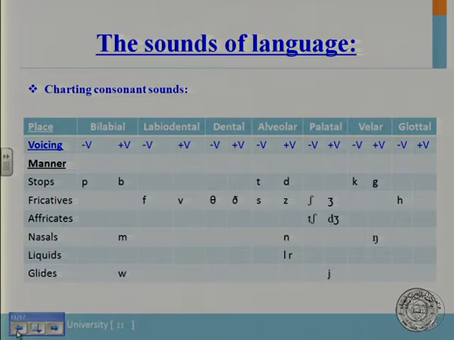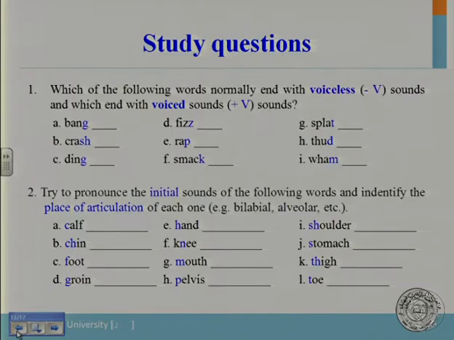So this chart is a summary for all the place of articulation, the manner of articulation of all consonants, and finally also the voicing, whether this sound is voiceless, it has no vibration, or a voiced sound which makes a vibration. Here we have some questions. We will work together to try to find out the solution for the following questions.